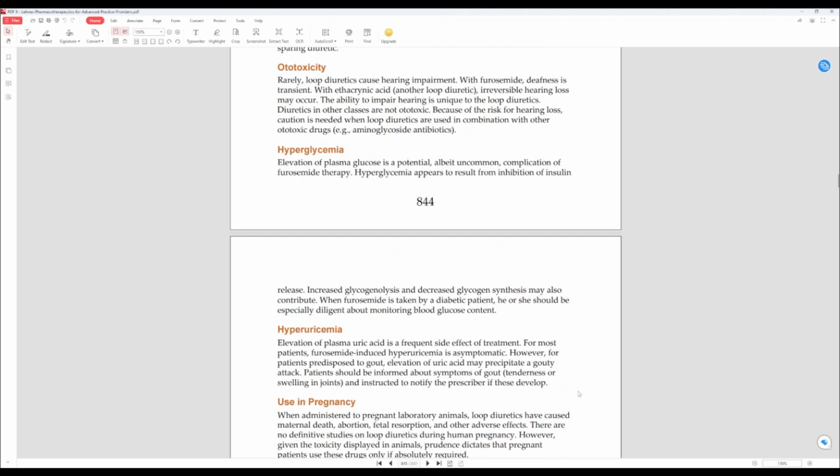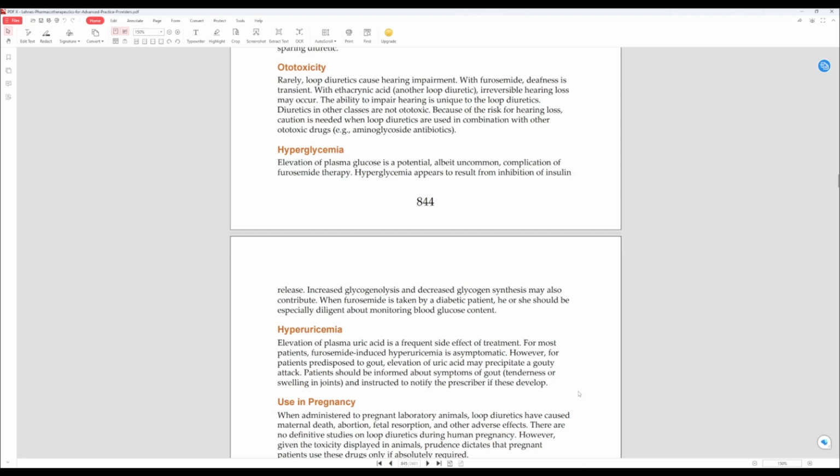Ototoxicity. Rarely, loop diuretics cause hearing impairment. With Lasix, deafness is transient. With ethacrynic acid, another loop diuretic, irreversible hearing loss can occur. The ability to impair hearing is unique to the loop diuretics. Diuretics in other classes are not ototoxic.